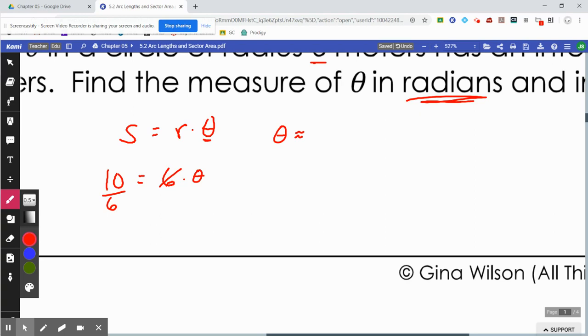So this 10 over 6, when you divide it, you're going to get 5 over 3. So you could just reduce it. And again, that's in radians. Or you could actually divide it out. That's equal there, not approximate. That's going to be 1.6 repeating radians. So either one of those answers is fine.